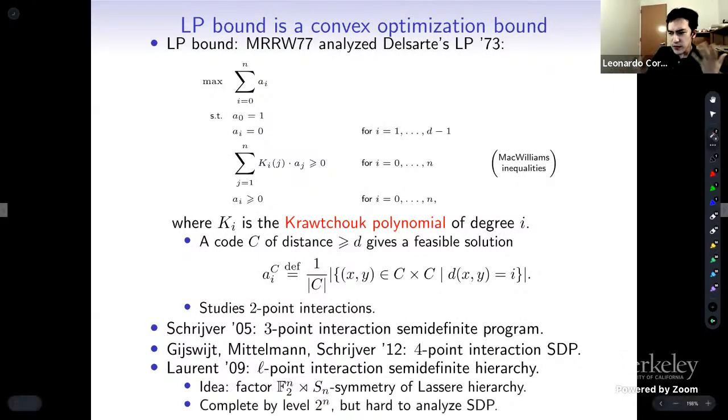Now, the advantage of the Lasserre hierarchy is that if you were able to actually run this at arbitrarily large levels, you know that this is eventually complete. Namely, if you were able to run at level 2 to the n, it would actually find the precise value of the best possible code. But the disadvantage is that, first, it's not a linear program, it's a semi-definite program, and second, it's very, very hard to actually analyze. So our work is to actually address this problem.